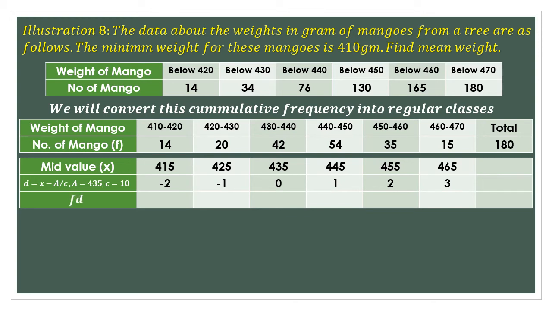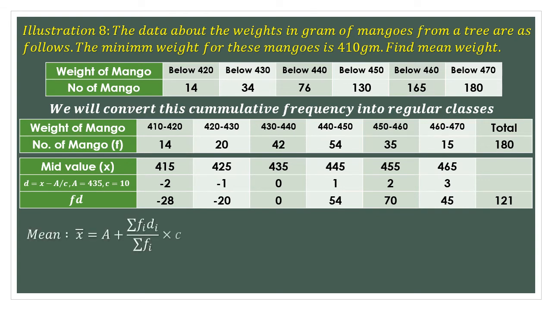Next, I multiply the frequency with the deviation values. The frequencies are the number of mangoes and the deviations are written just here. So multiply them. You will get negative 28, negative 20, 0, 54, 70 and 45, and when you make a total it will be 121.